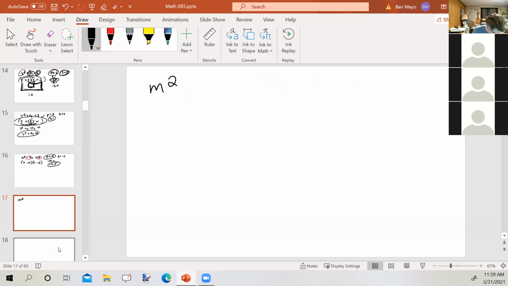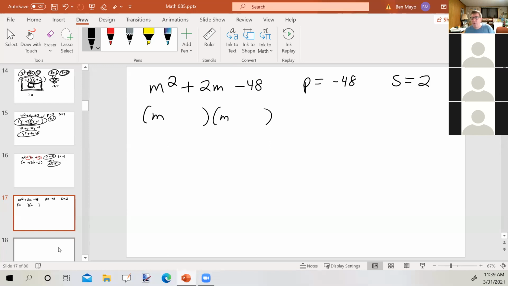m squared plus 2m minus 48. So we're going to split this up, starting with an m, starting with an m. The product is -48, and the sum is a +2. Well, again, let's consider the signs. We're looking for a negative product. So to get a negative product of two factors, you've got to have a positive and a negative, or a negative and a positive. So basically, you've got to have one of each. One positive factor, one negative factor. Okay? So we don't have two positives, we don't have two negatives.